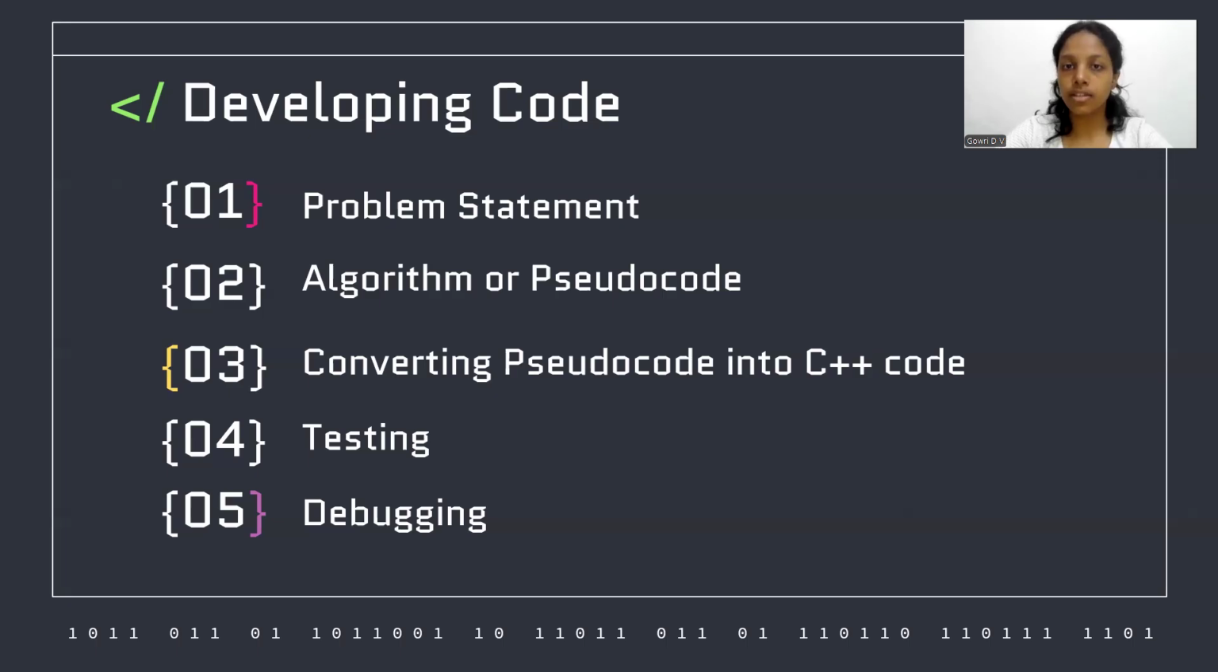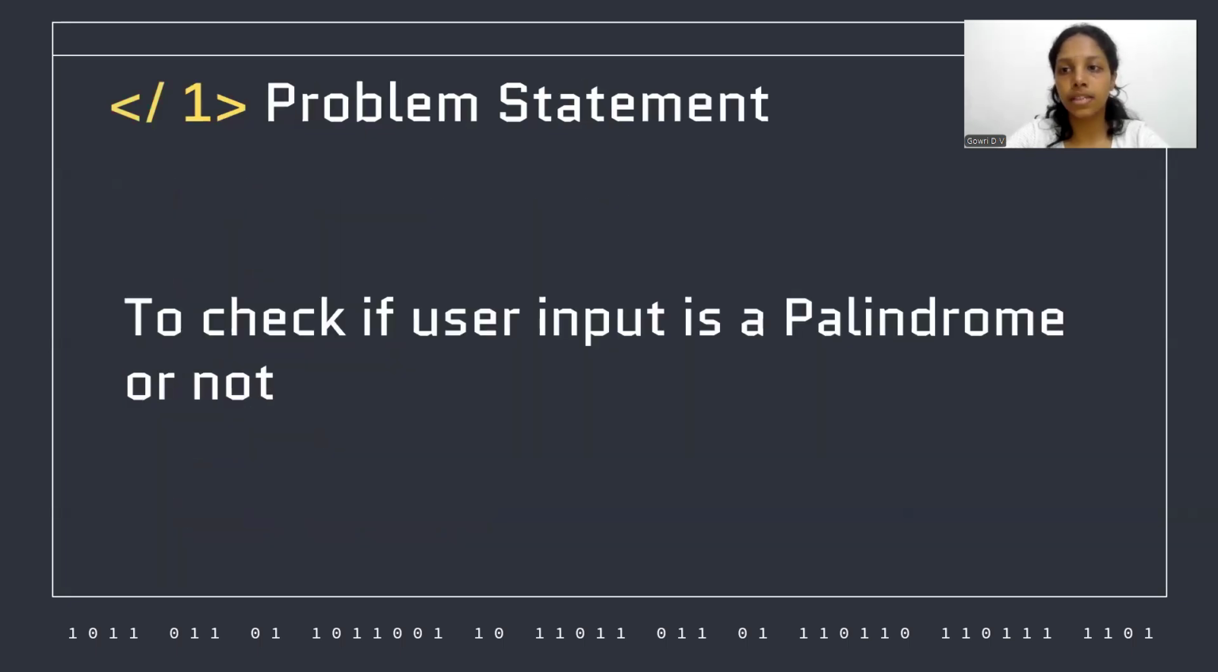During the testing process, if we do encounter such bugs, it is step 5, that is debugging, that must be taken forward. So we will be debugging and removing the errors from the code. Now that we've understood the process of developing code, let's start with the first step, understanding the problem statement. Our problem statement is to check if the user's input is a palindrome or not.